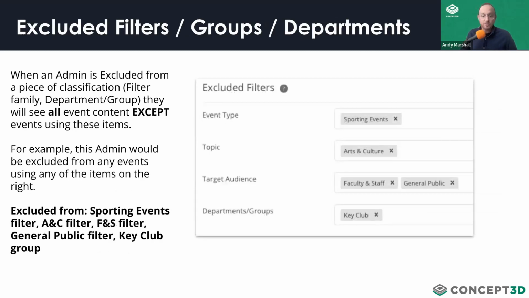Conversely, when you exclude someone from a specific filter, they will see everything except the ones that they're excluded from. So for example here, this admin would be excluded from any events using any of the items on the right. So this admin would be excluded from the sporting events filter, the arts and culture filter, the faculty and staff and general public filters, and anything containing the key club group.